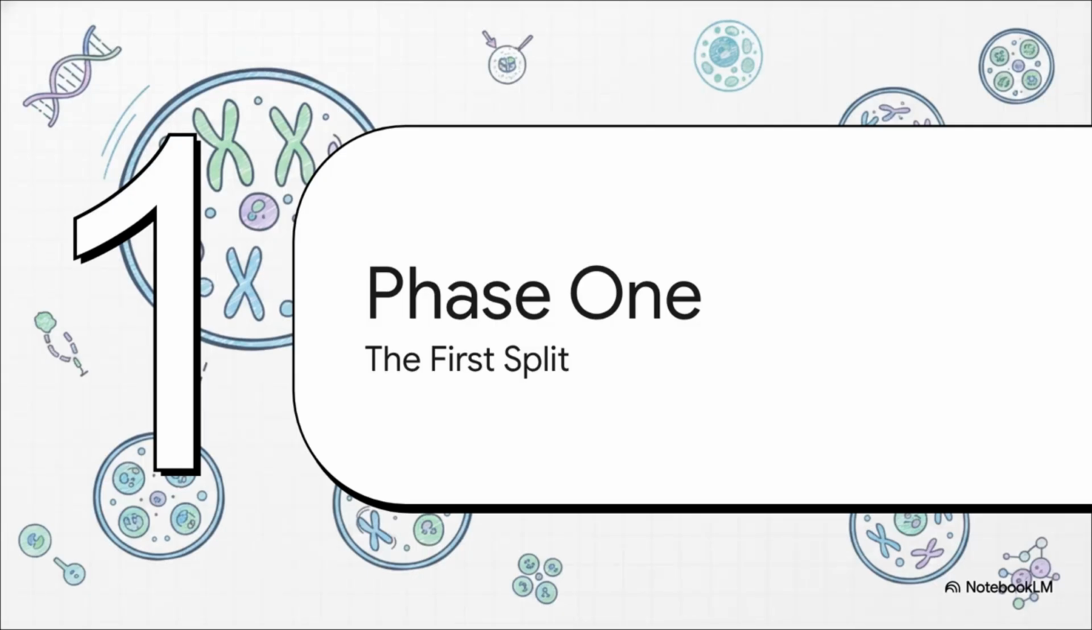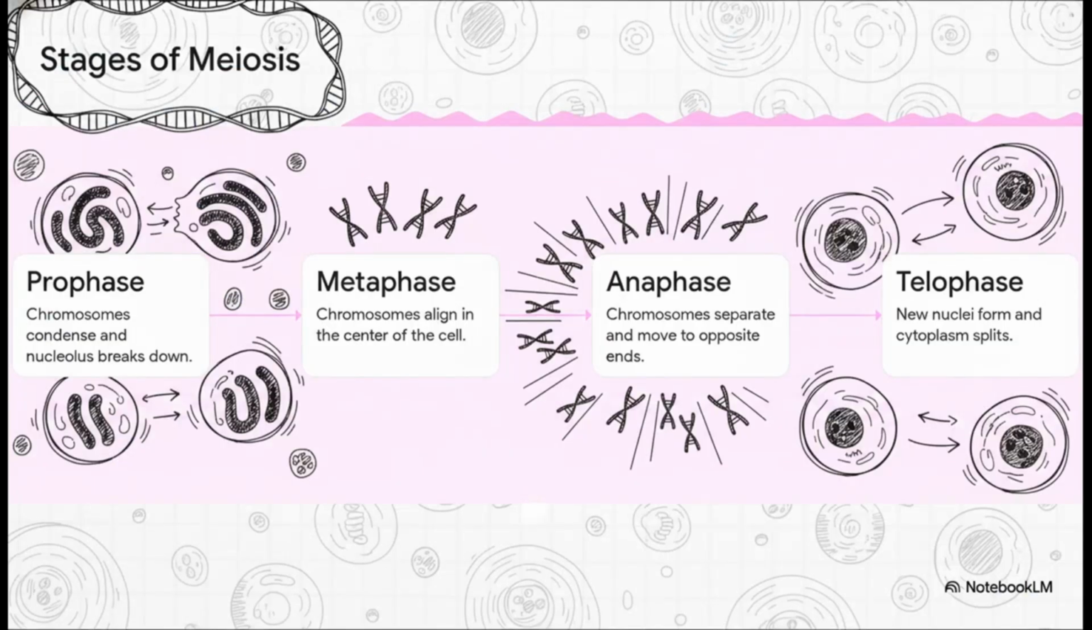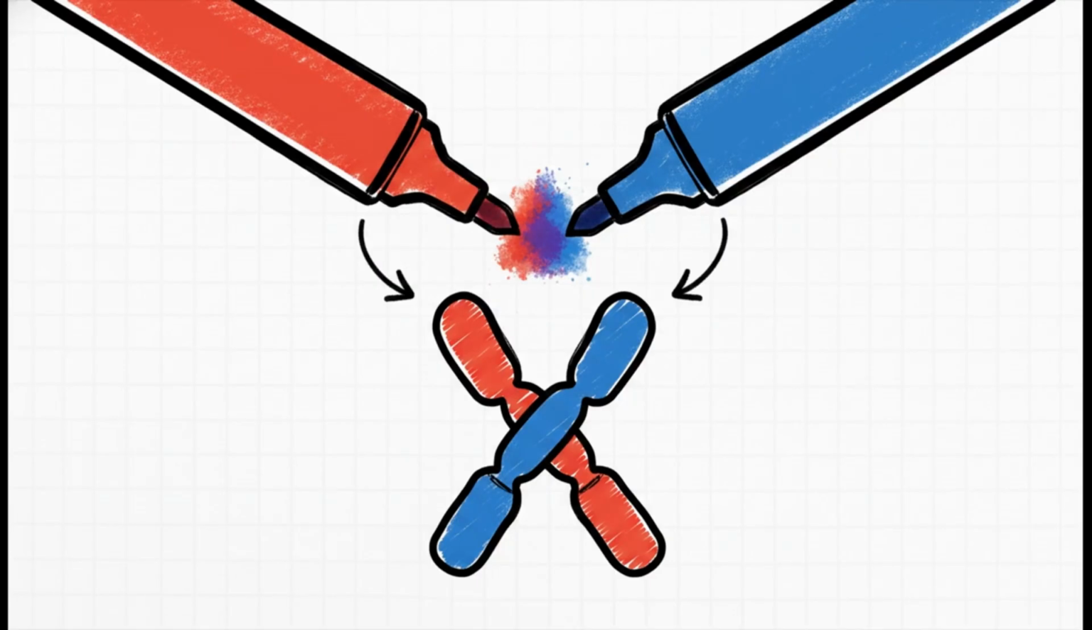Let's move on to Section 2, Phase 1, the very first split. There are 4 key stage names you need to memorize for this: prophase, metaphase, anaphase, and telophase. You're actually going to see these repeat later, so let's look at exactly what goes down in each one during this initial division. We kick things off with prophase 1. Here, the chromosomes condense and the nucleolus breaks down.